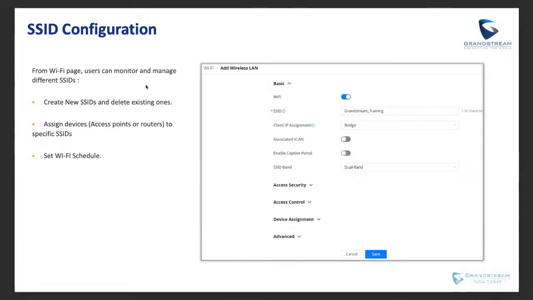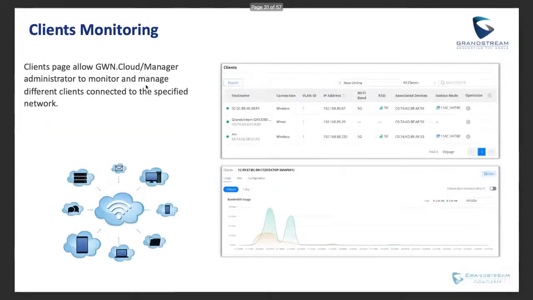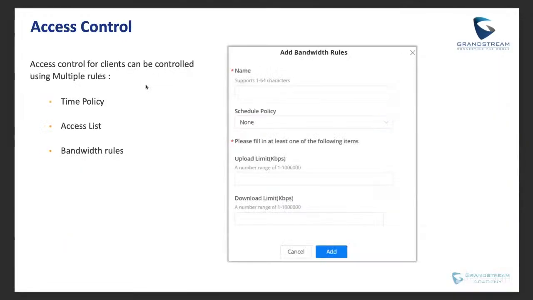These are some other wireless configurations. You can create or delete SSIDs, assign SSIDs to specific routers or access points, or set up Wi-Fi schedules. You can monitor all your clients through the software. You can also do some access control, have time policy access lists, and bandwidth limits.